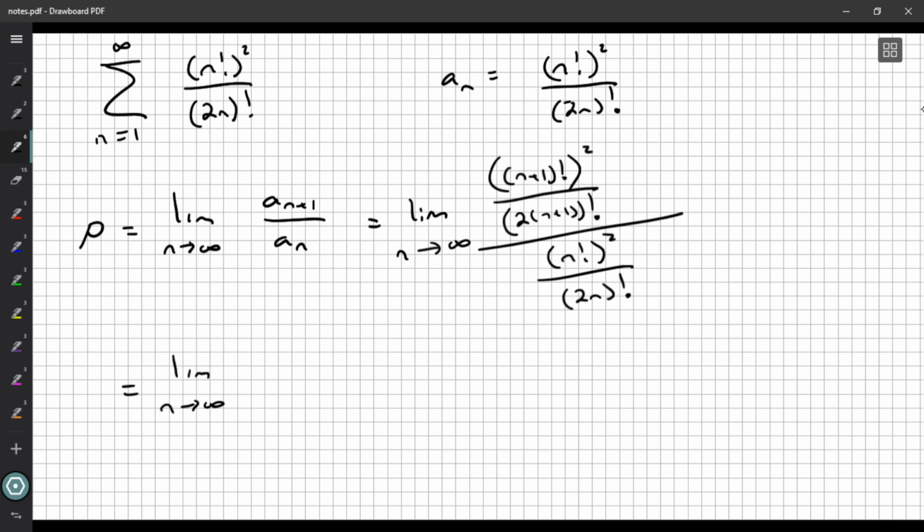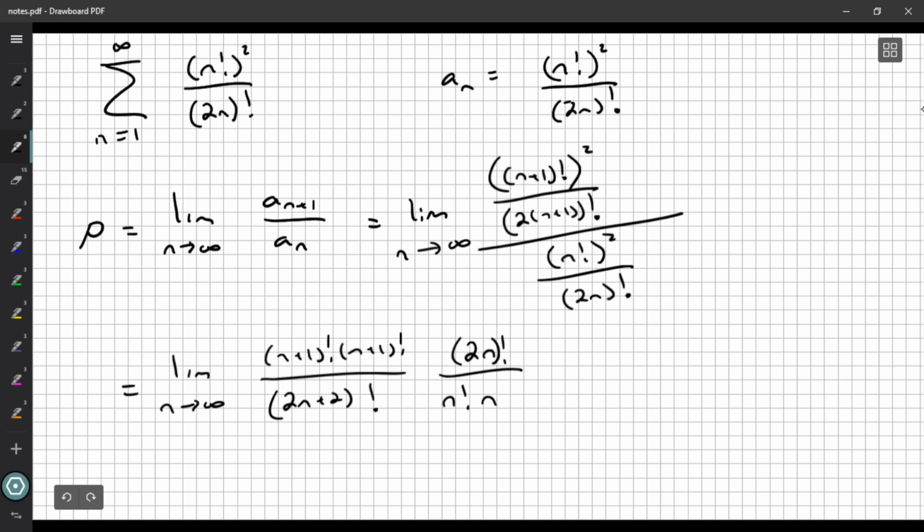Okay. I'm going to write the (n+1) factorial squared as (n+1) factorial times (n+1) factorial. And 2 times (n+1), that's just 2n+2. To divide by a fraction, you flip it and then multiply. And I'm going to write my n factorial squared as n factorial times n factorial.